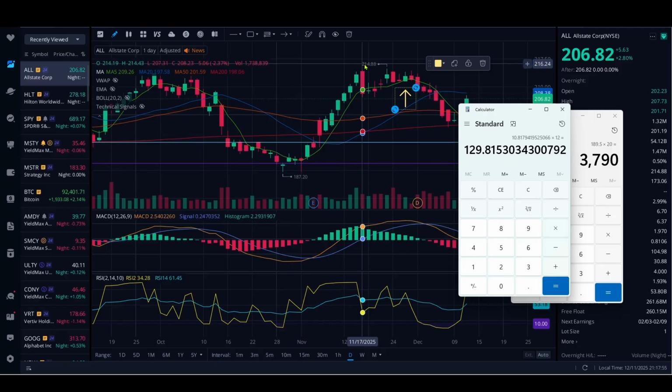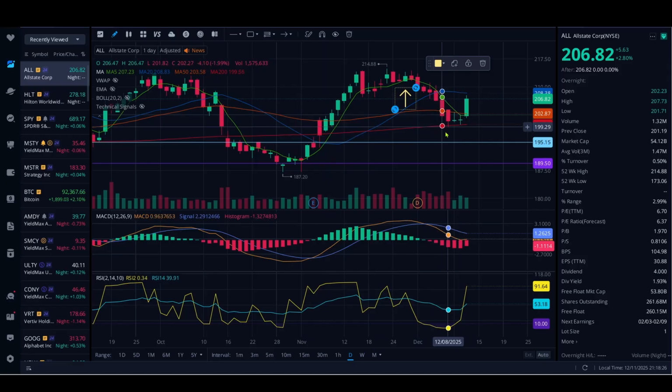This just happened to be a very nice move that got you $410 in the move from here all the way up to here. But I just wanted to show you what I used to get in and then what I used to get out. And in this case, it was a nice move.